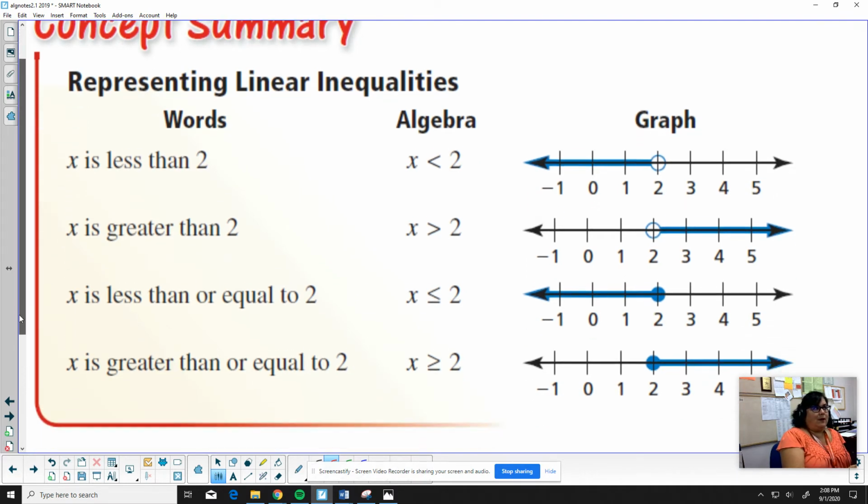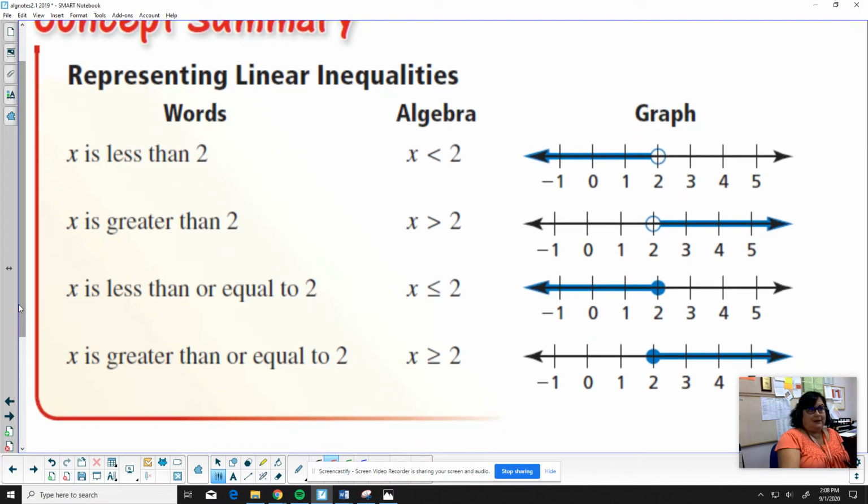Okay, so we're going to do the graphing now. You can see the picture here that goes with x is less than 2. See how it has an open circle and it's shaded to the left? And this one also has an open circle and it's shaded to the right. This is x is greater than 2.